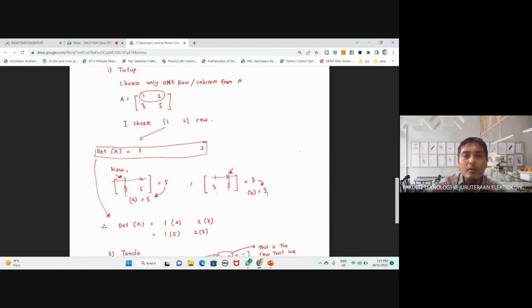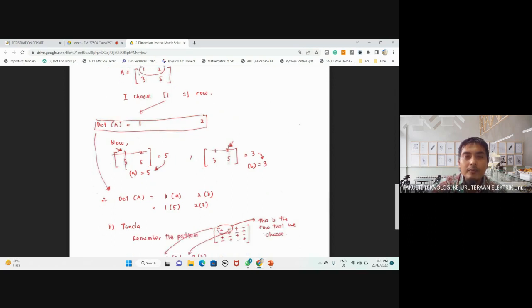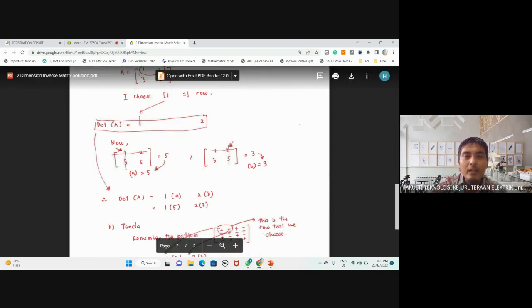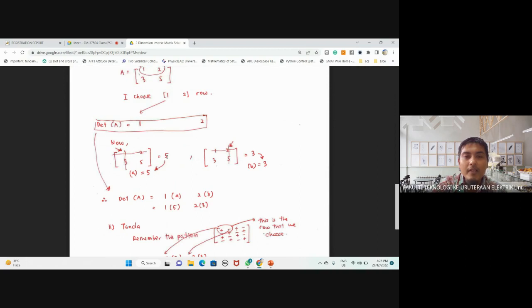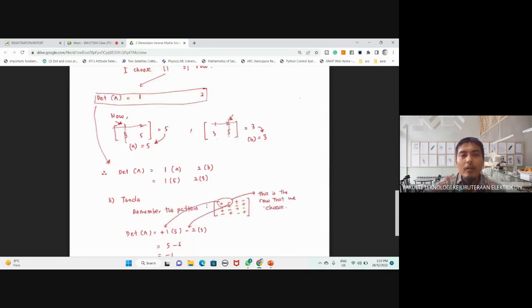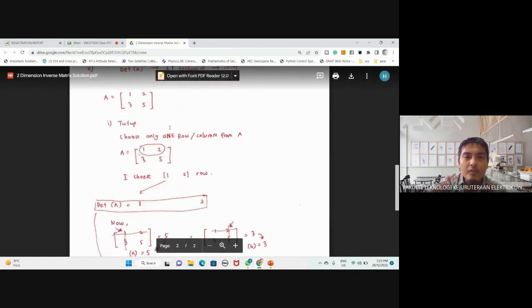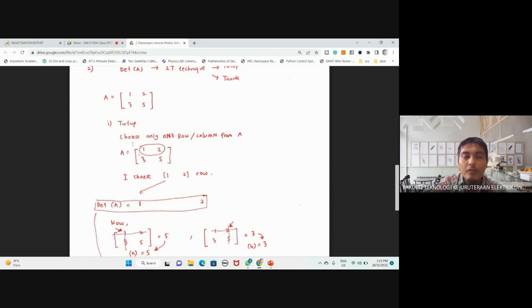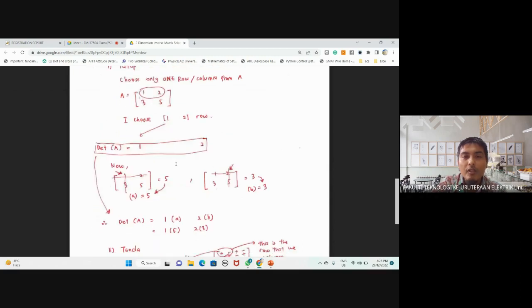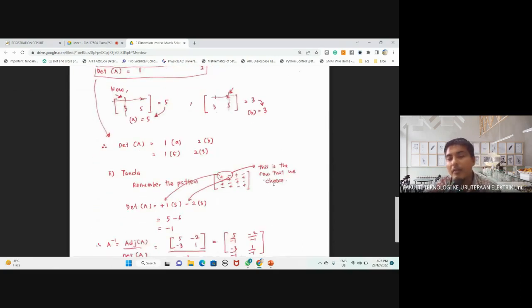So what I need to do: 1 here, the number left is 5, so 1 you multiply with the 5. And then you choose 2 here. After you tutup, you get 3, so 2 is multiplied with the 3. Okay, done for tutup, and then you apply the tanda. Because you choose this row, you must remember this pattern.